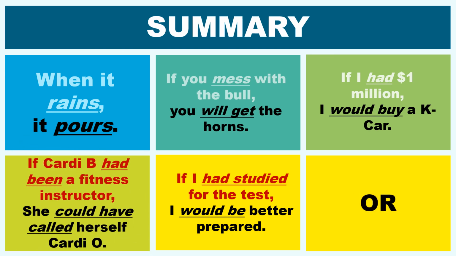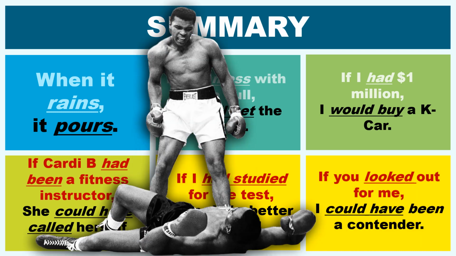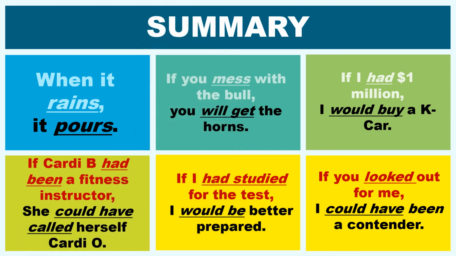And we have the final mixed, which is the alternative mixed conditional clause with a subordinate clause in simple past and an independent clause that uses the present perfect. Example: if you looked out for me, past simple, I could have been, so could have been a contender, and that would be in the present perfect.